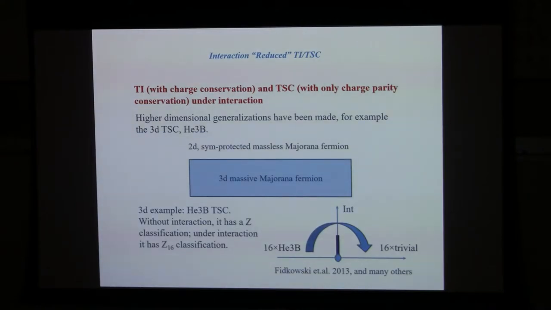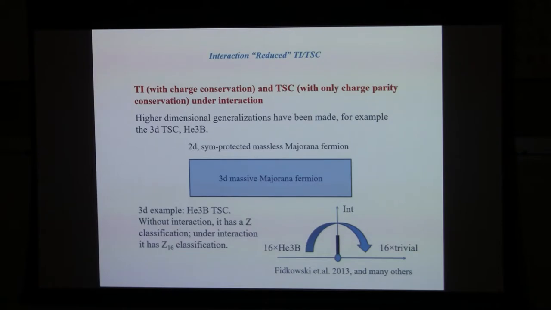But under interaction, there's actually a curve in the parameter space that I can connect this end to this end without closing the gap at all. This is another example where the interaction actually changes the classification of the topological insulator, or topological superconductor.